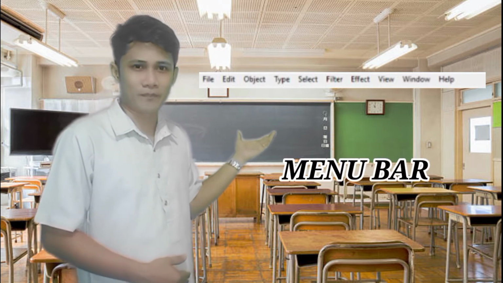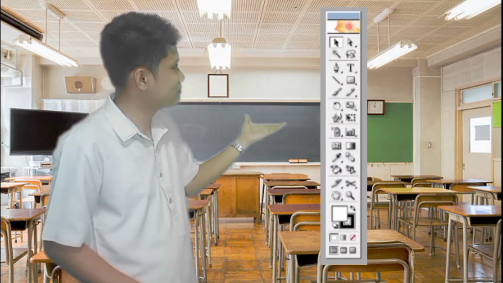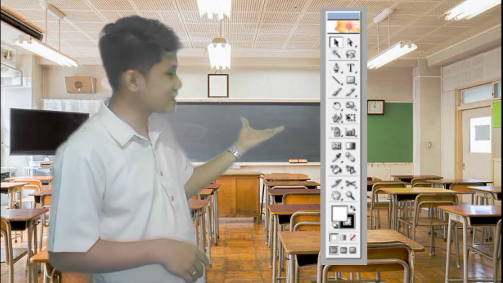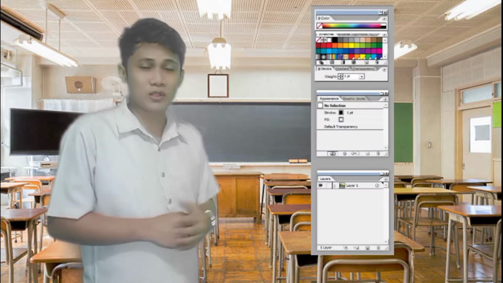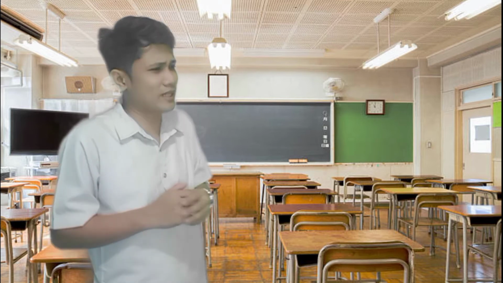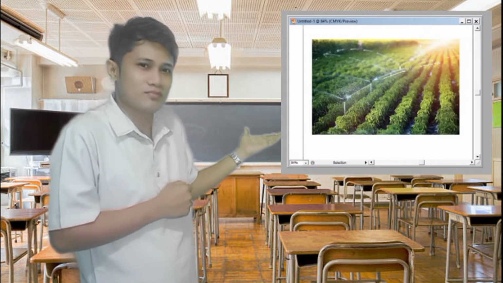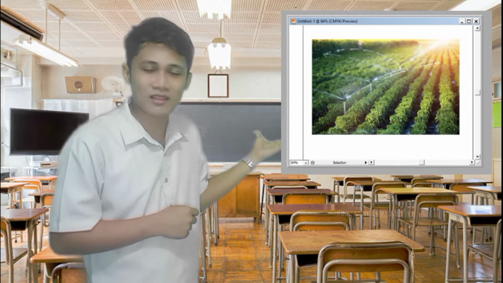Very good. So this is what we call the menu bar. So what about the next one? What do you think part of Adobe Illustrator is this? Very good. So this is the option bar. What about this one? Very good. So this is the toolbar. So what about another one? Very good. So this is the palettes. And the last one, what do you think is this? Very good. So this is the current document.